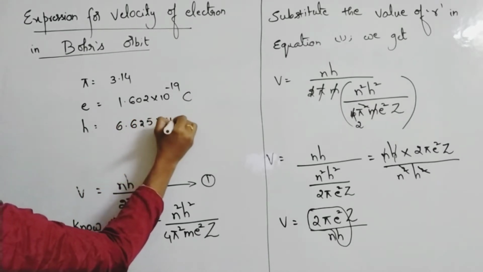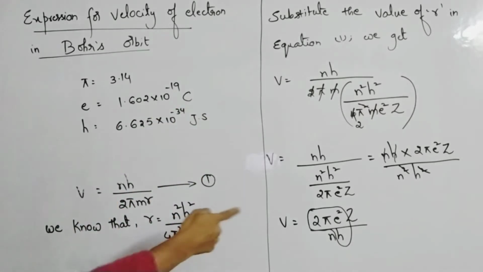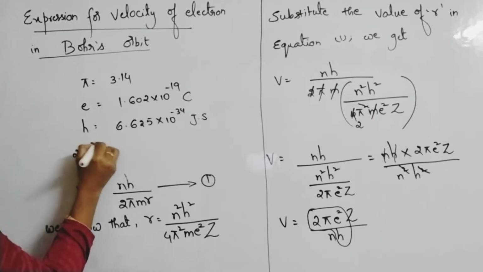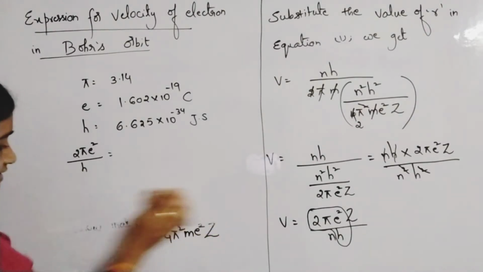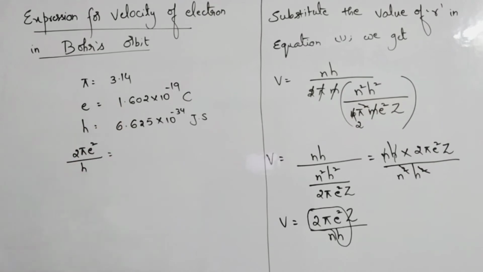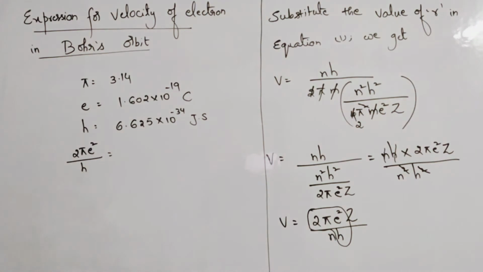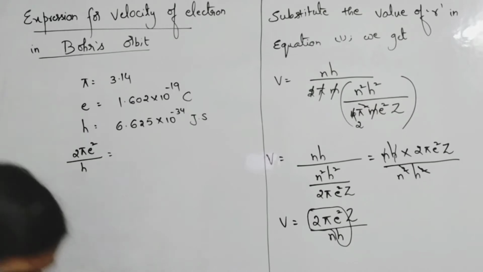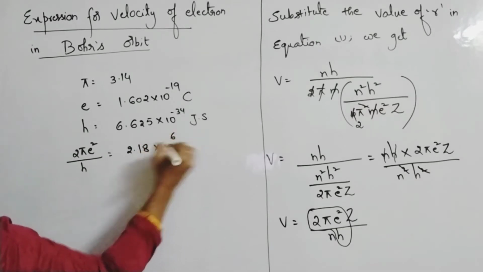6.625 into 10 to the power of minus 34 joule second. If you substitute all these values in the above expression, you will get 2 pi e square by h. What value will you get? 2.18. If you substitute all these values in this constant expression, this constant will have the value 2.18 into 10 to the power of 6.